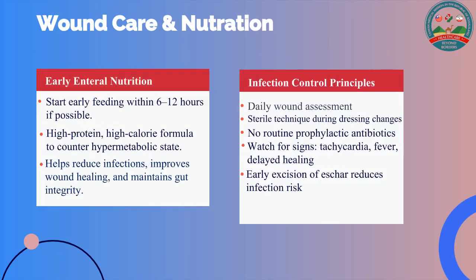For wound care and nutrition in burn patients, we focus on 2 major areas. First, early enteral nutrition should begin within 6 to 12 hours when possible. We use a high-protein, high-calorie formula to counter the hypermetabolic response. Early feeding helps reduce infections, improves wound healing, and maintains gut integrity.